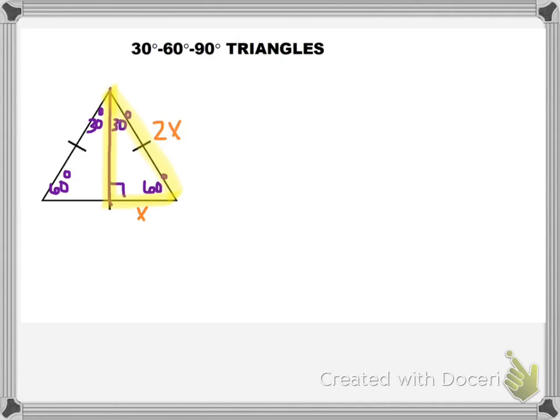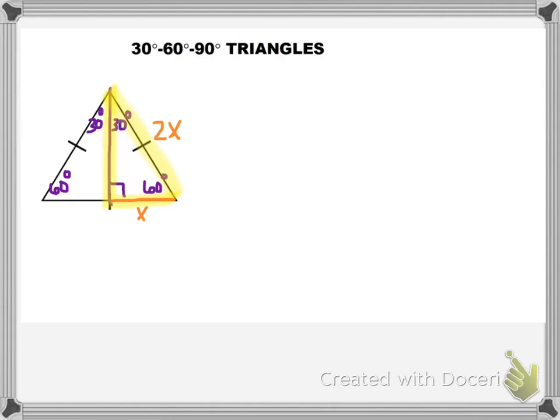Okay, so right here you can see one relationship. The hypotenuse of a 30-60-90 triangle is 2 times the length of the side that is across from the 30 degree angle.